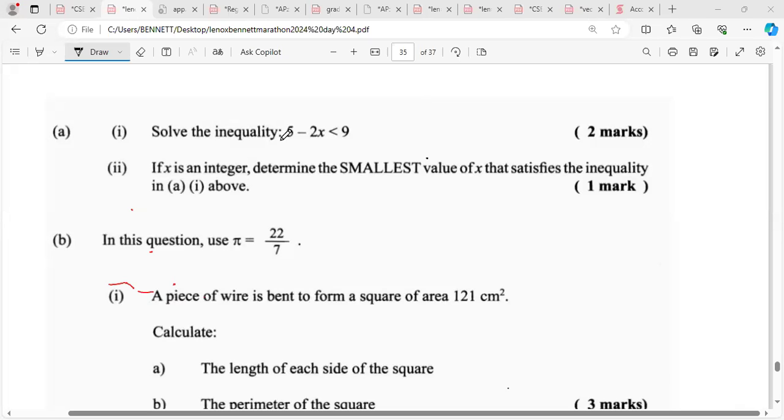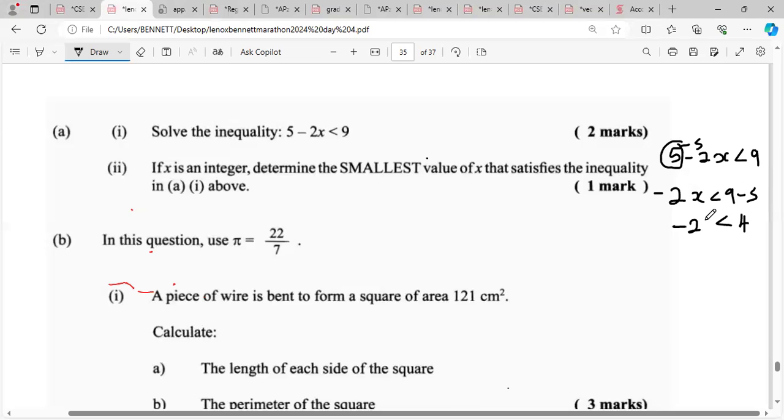Alright, so it says solve the inequality 5 minus 2x less than 9, right? I literally just did one of these on the live on the channel because I know that students always mess this up over the years. So we want to get x by itself, right? The first thing is we get rid of this positive 5 by subtracting 5 from both sides. So we're left with negative 2x less than 9 minus 5. So this portion is going to give us 4. And then we have negative 2x.